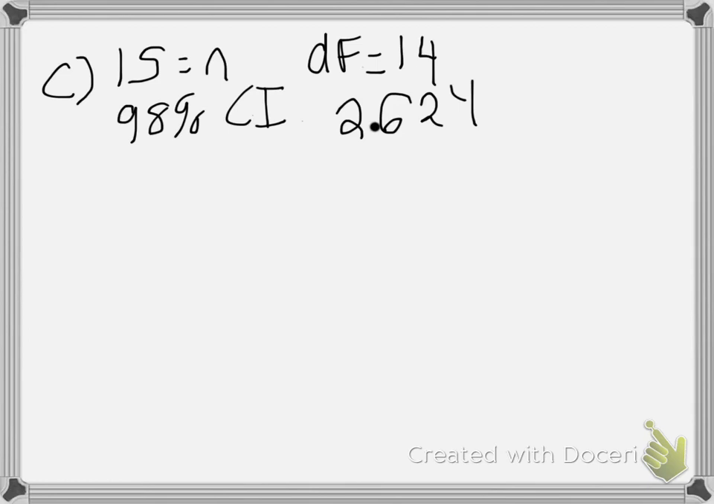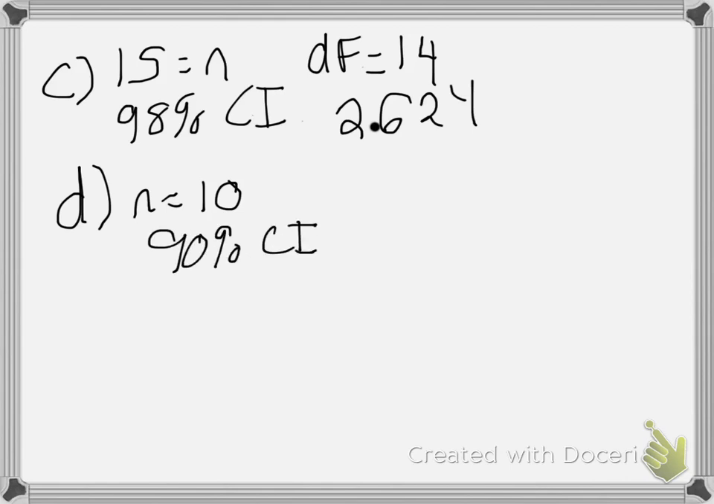All right, D. For D, you have n equals 10, and you have a 90% CI. Okay, so my degrees of freedom is going to be equal to 9. So if I have 9 and I go over to the 90%, which is the fourth column over, I get 1.833.